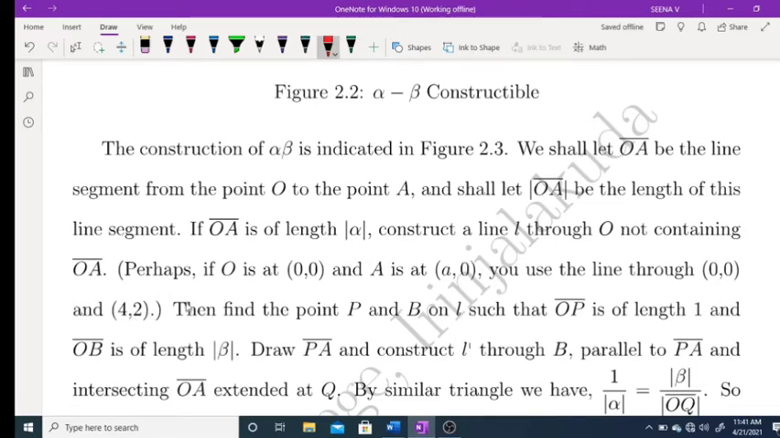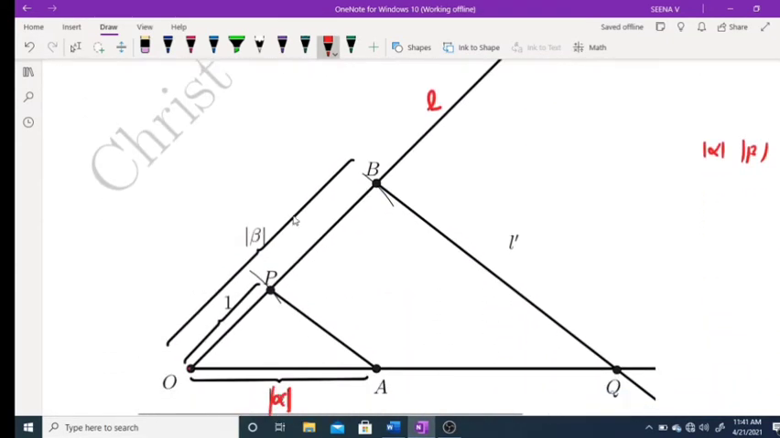Suppose A is at (2, 0). You use the line L through (0, 0) and (4, 2). Then find points P and B on L such that OP is of length 1 and OB is of length mod beta. So what we are doing is marking two points P and B on L such that OP is of length 1 and OB is of length mod beta.